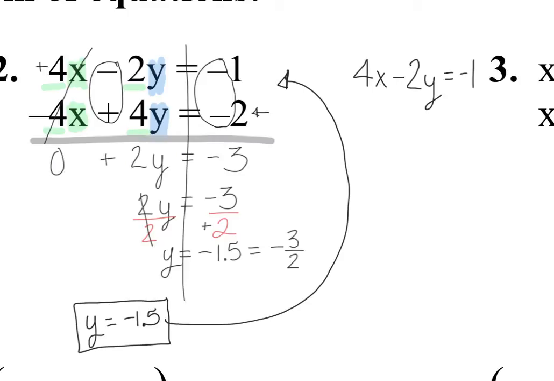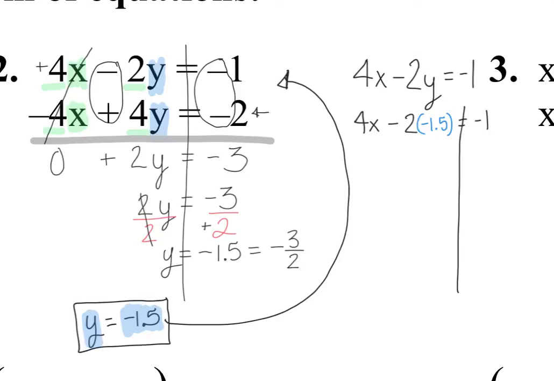So I'm substituting my y, so that's going to be 4x minus 2, whatever y is, equals -1. Okay, my y was equal to -1.5 or -3/2. If you like working with fractions, you can keep the fraction. If you like working better with decimals, you can keep the decimal. No right or wrong way to do that. Okay, so now here's my equation that I can solve for x.